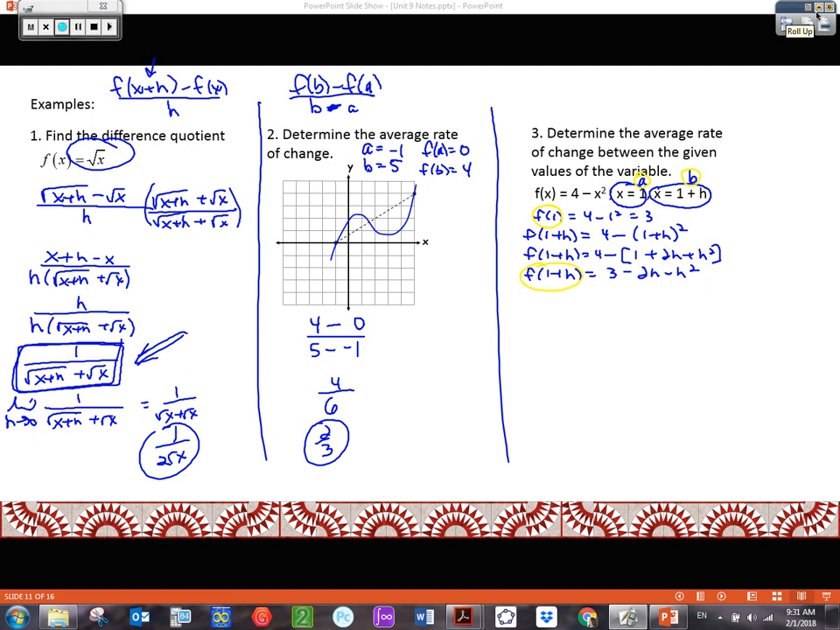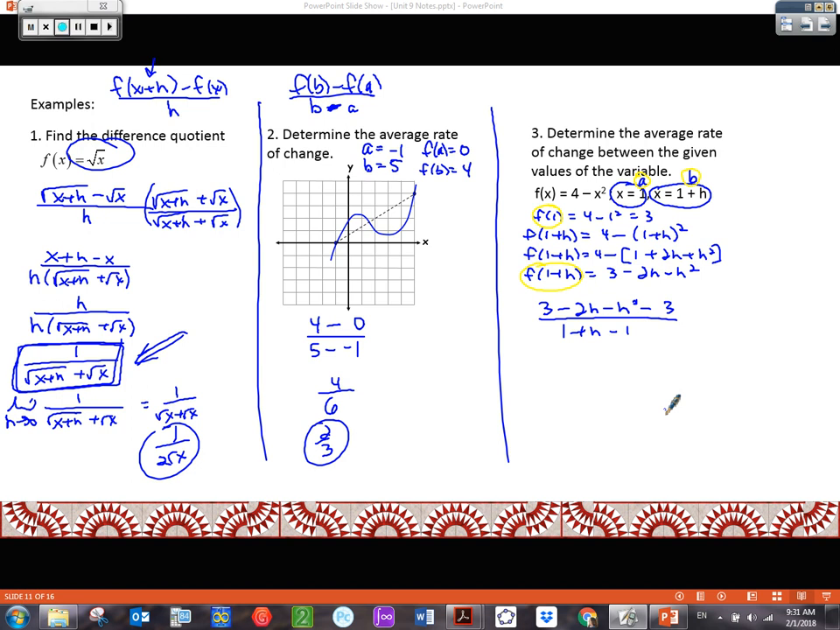Those are my 4 pieces that I need to plug into my formula. Right? So f of b first. So we do 3 minus 2h minus h squared, f of b, minus f of a. f of a is 3. All over b minus a, which will be 1 plus h minus 1. Okay, I'm going to pause here for a second. Are we doing okay? Am I going too fast? No? Okay, so this is what I'm left with.